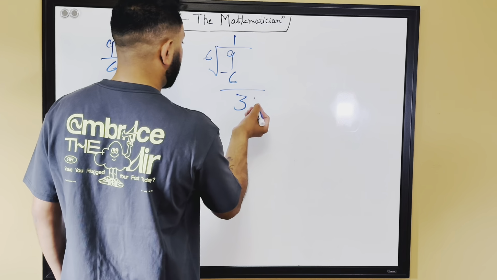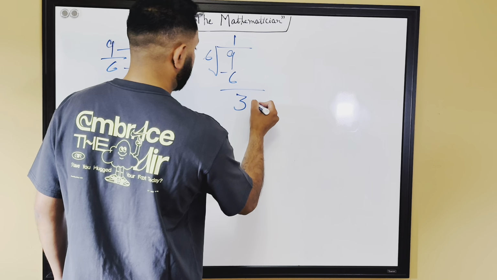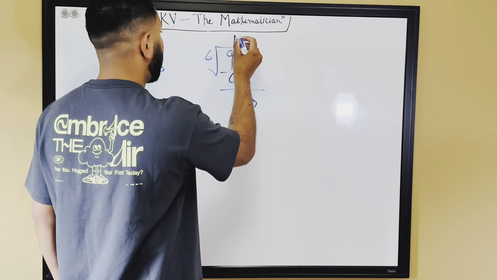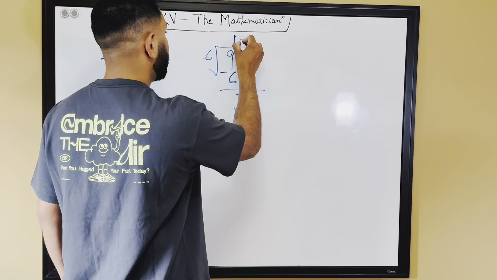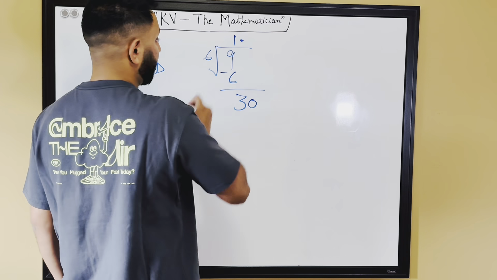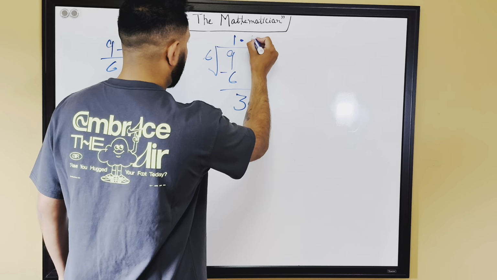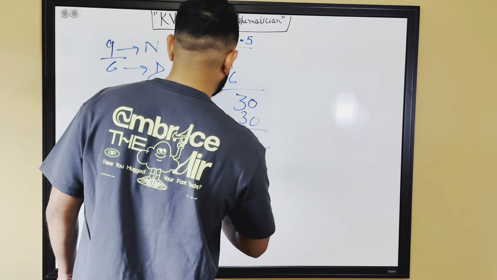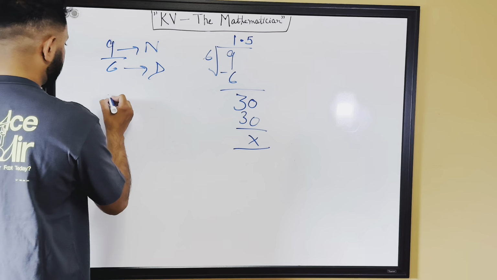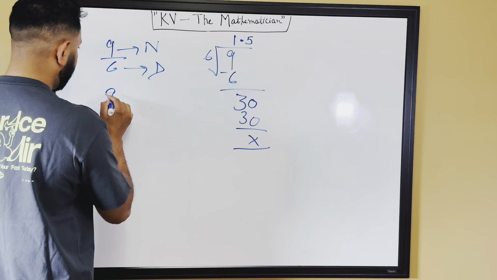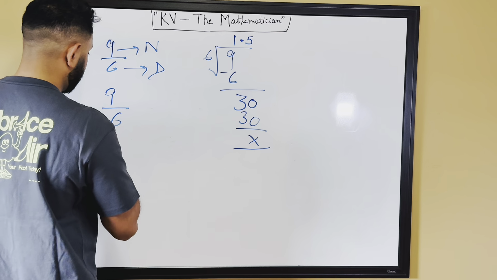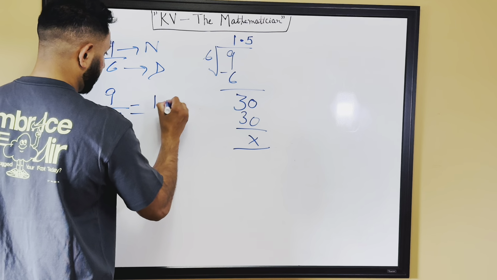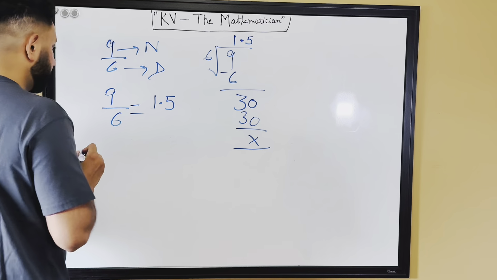So here we have to borrow a 0 and now we have to give it back. Now we are giving it back in the form of decimal. So we are putting a decimal point here. So 6 into 5 is 30. So basically, if we express this fraction in decimal form, the answer would be 1.5.